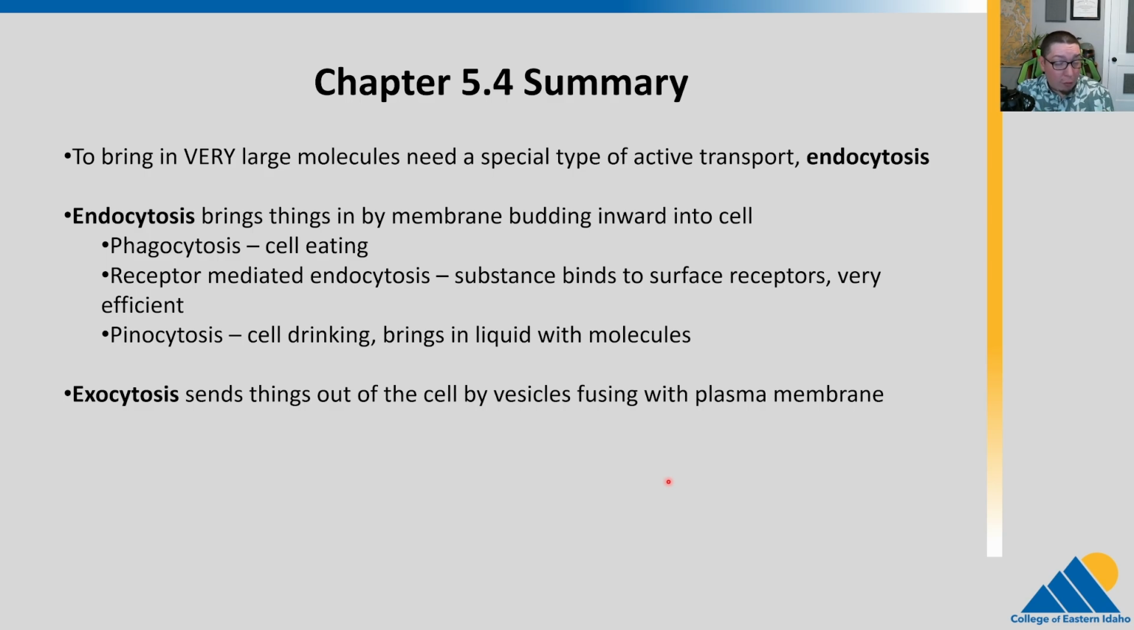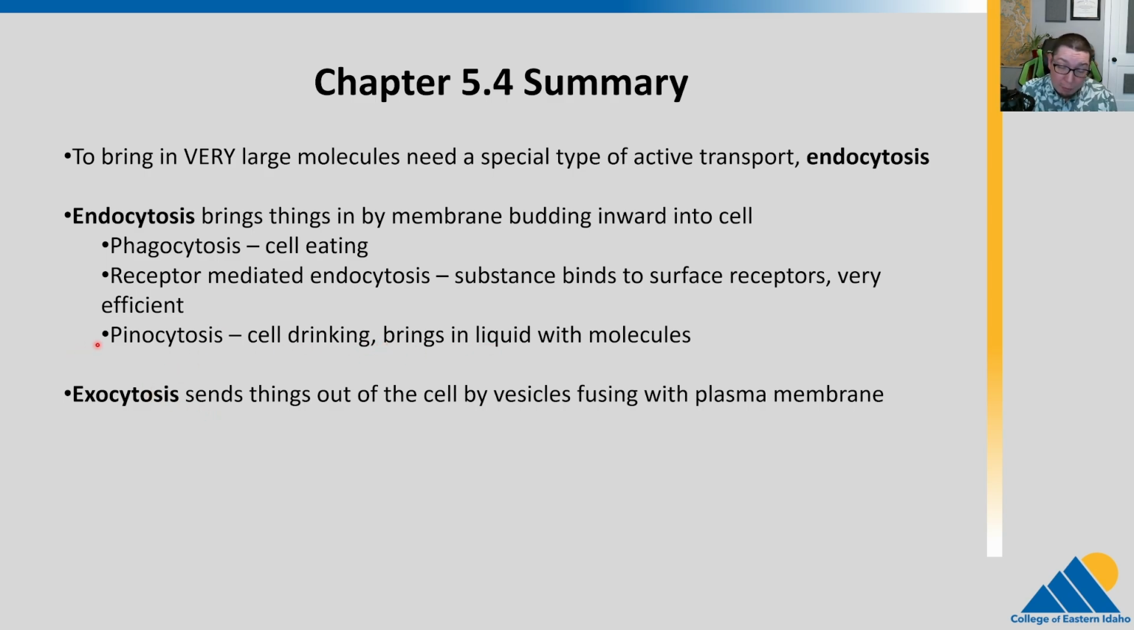All right, so we've done it. We've talked about moving things into and out of the cell. We talked all about membranes, everything from diffusion and facilitated diffusion, active transport, up to bringing large things in, these large forms of active transport called endocytosis, right? That brings big things into the cell. We talked about phagocytosis, cellular eating, receptor-mediated endocytosis, where substances bind to surface receptors, which brings them in very efficiently, and then pinocytosis, cellular drinking, which brings the liquid with molecules in.